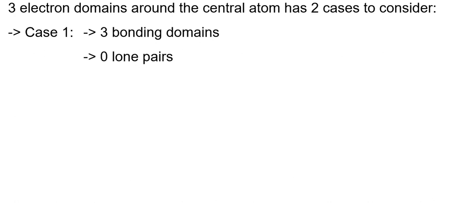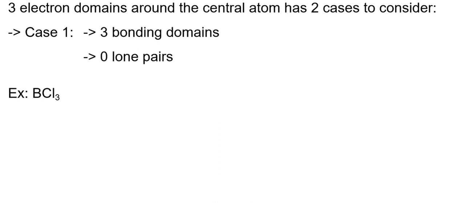And this will be a theme as you go through these videos on various number of electron domains. Case 1 is always where all the electron domains are bonding domains. So we will have no lone pairs around the central atom. An example here is boron trichloride.